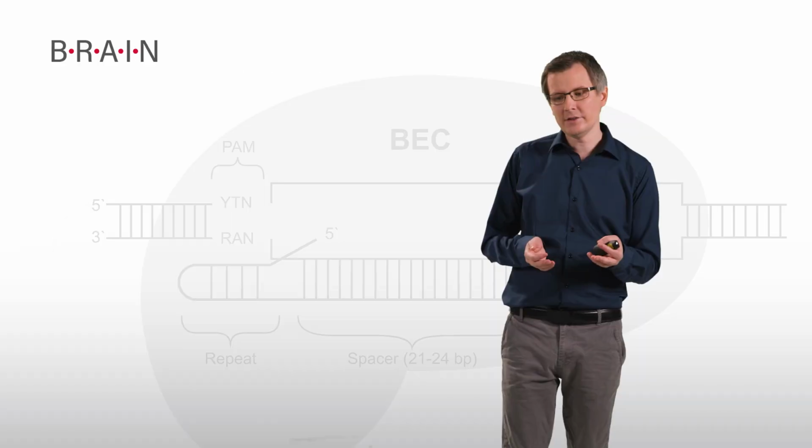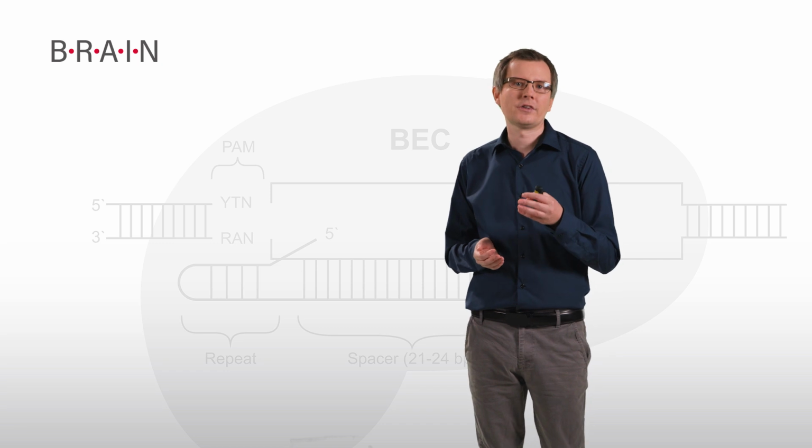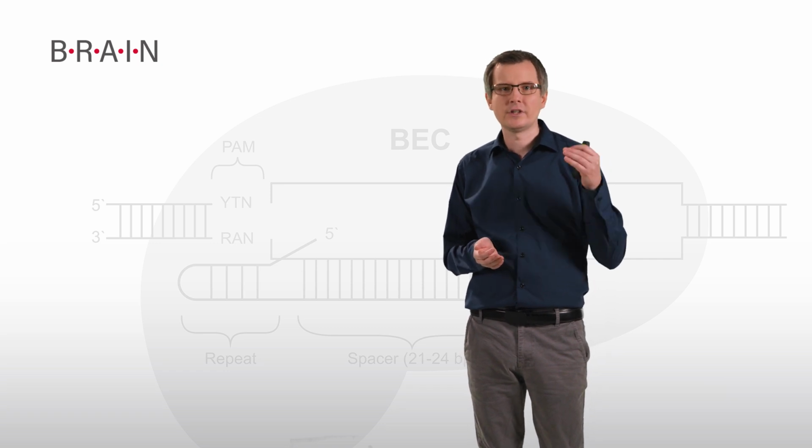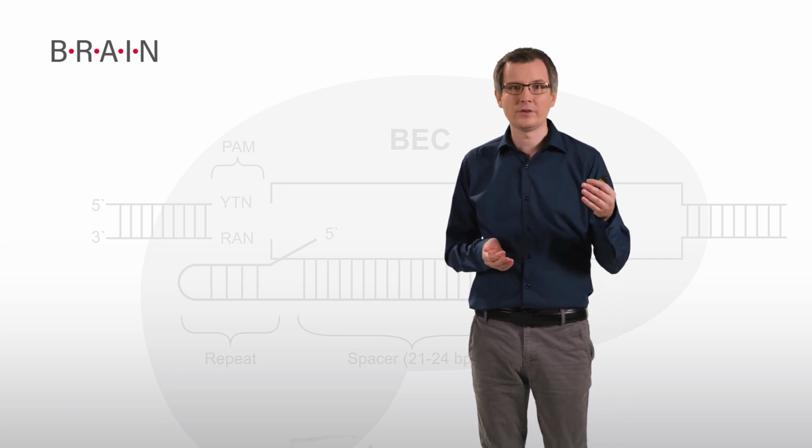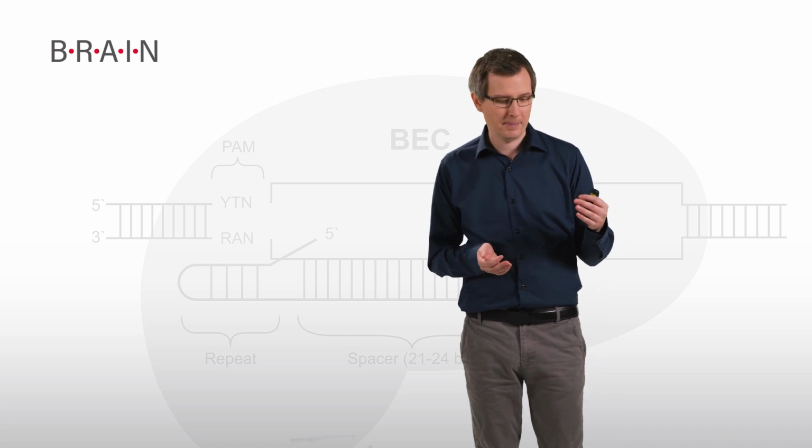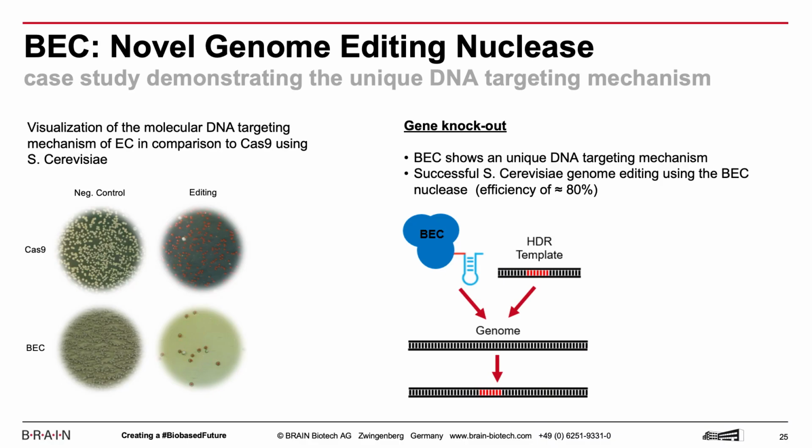And what we did here is that we knocked out a gene of the Saccharomyces cerevisiae strain using the Cas9 nuclease and, in comparison, our BEC nuclease. The special thing about the experiments that we've done here is that we knocked out a gene, called RDA2, which leads to a change of the phenotype of the organism, which means that the wild type gene, so if the gene is still intact, has a white phenotype.